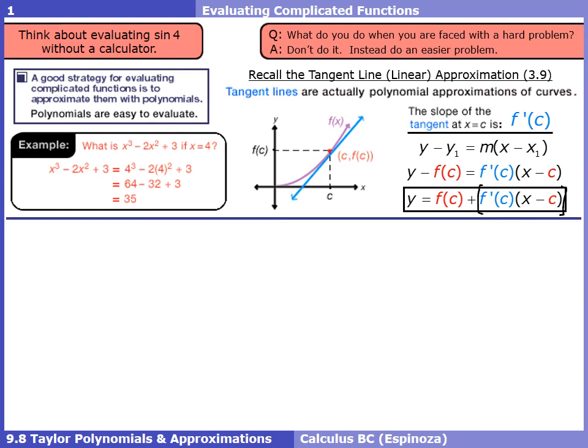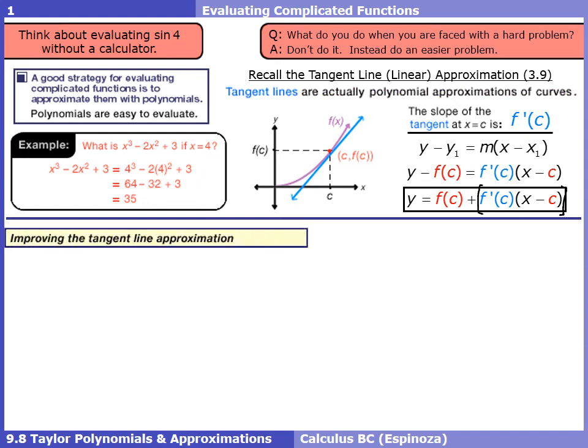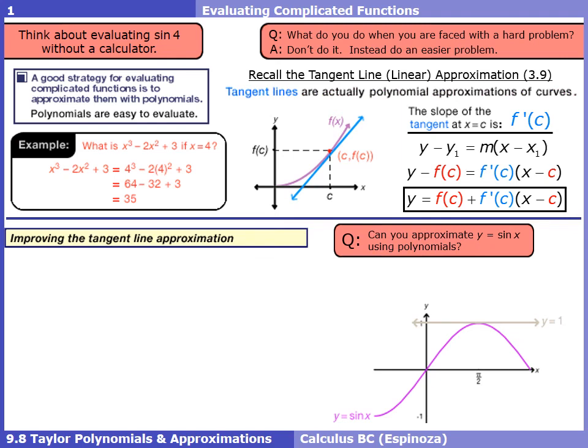And I'm putting brackets around that because remember, all of this needs to be multiplied before you add that f of c value. Okay, so where do we want to go with this problem? Well, we want to try to improve this tangent line approximation because, of course, as we get further and further away from that point of tangency, the gap between our tangent line and our function gets worse and worse. So can we improve the tangent line approximation? Well, yes, let's talk about how we can do that.